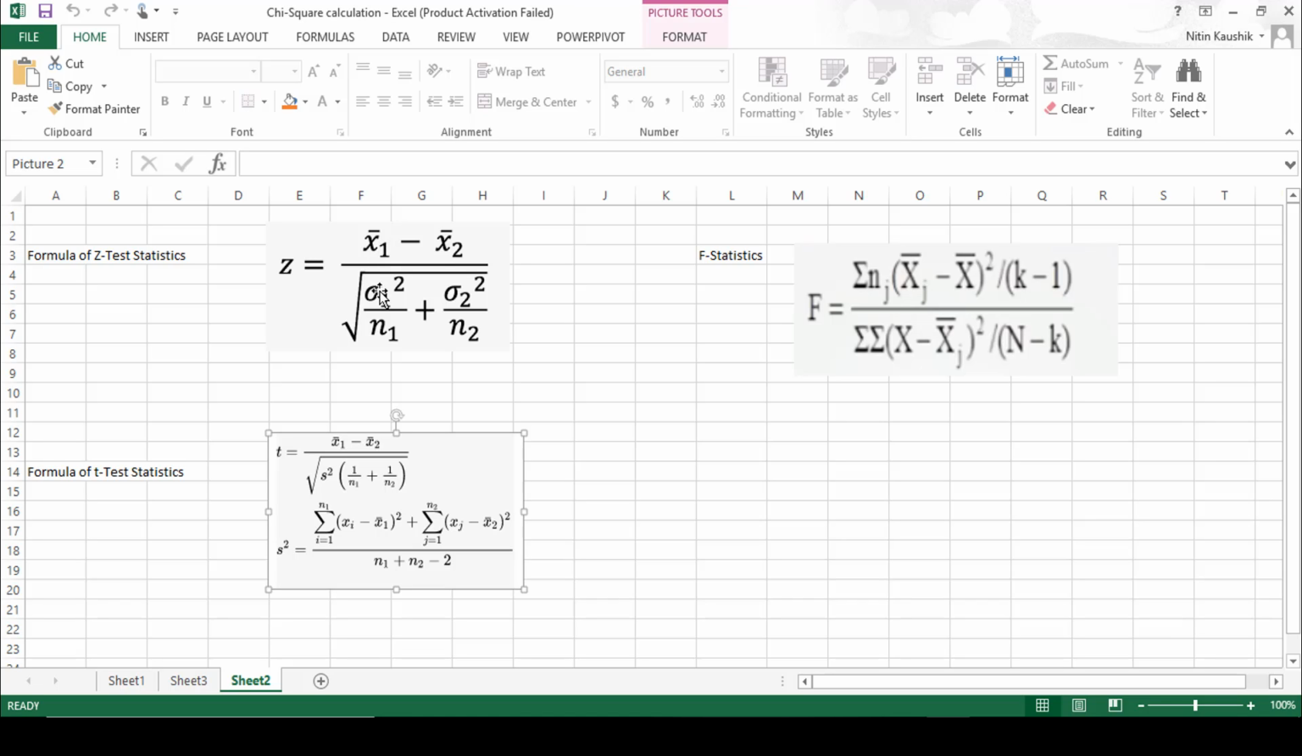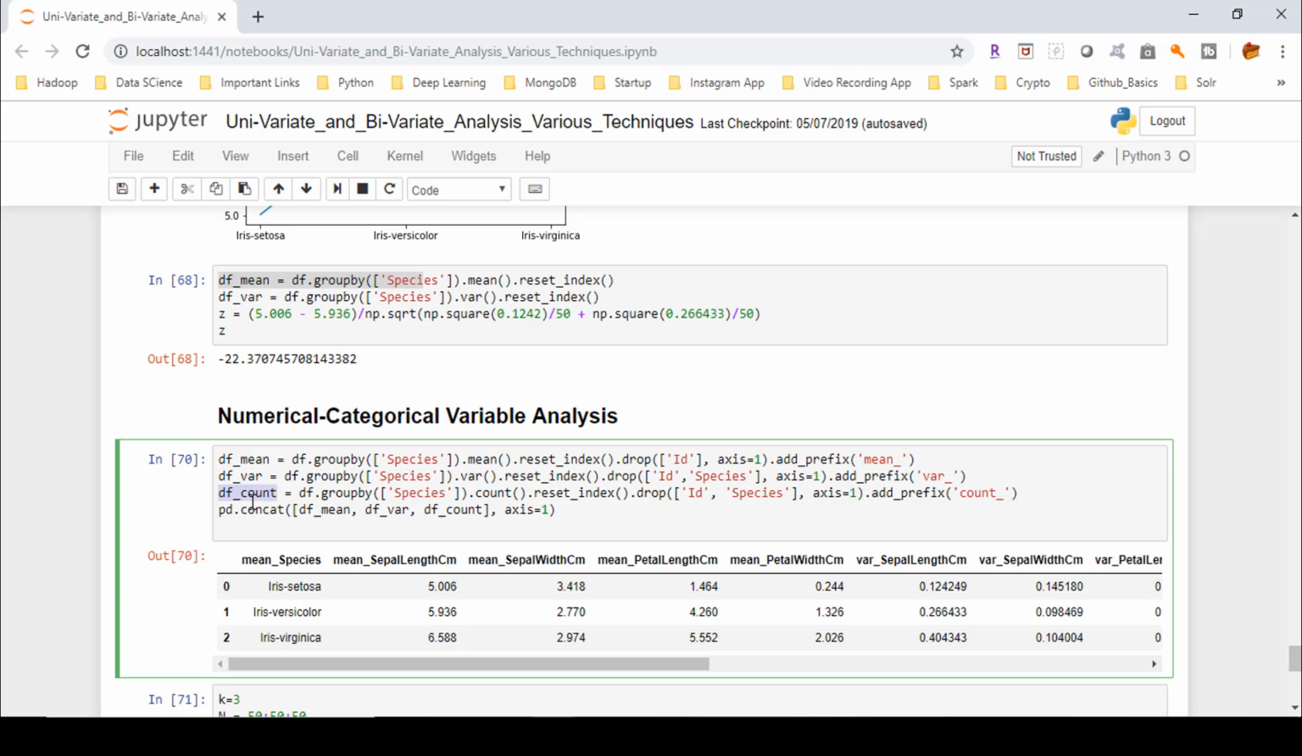Mean, variance, and number of observations. So I calculated these values individually first. And if you see this code, I just dropped the ID column. So this particular code is familiar to you till here, right? And this .drop("ID", axis=1) means that I'm dropping the ID column, and axis equals 1 depicts the column.